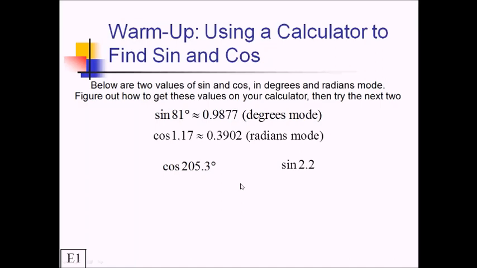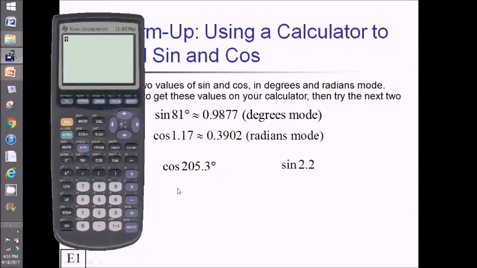For our warm-up, you're going to get to use your calculator for sine and cosine. So below, I've given you 2 values of those functions. This one I gave to you in degrees, and this one in radians. See if you can duplicate the answers that I got for these 2 functions, and then try the next 2 below. All right, let's see if we came up with the same answers.